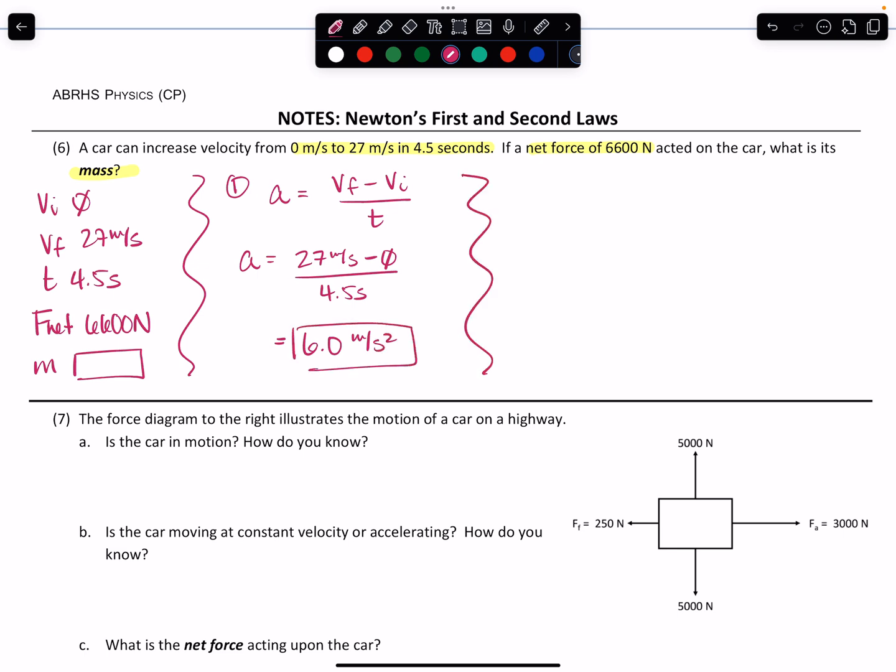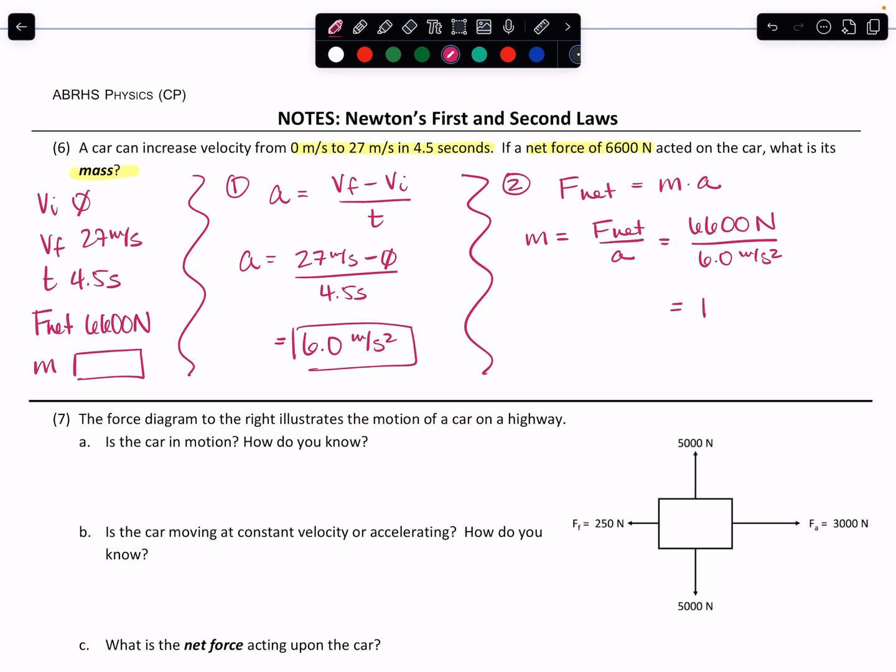Now that I know acceleration, I can use Newton's second law and find what that mass value is. Remember that net force is equal to mass times acceleration, which means that mass is going to be equal to that net force divided by the acceleration. So our net force of 6,600 newtons is going to be divided by 6.0 meters per second squared. So the mass of our object is 1,100 kilograms.